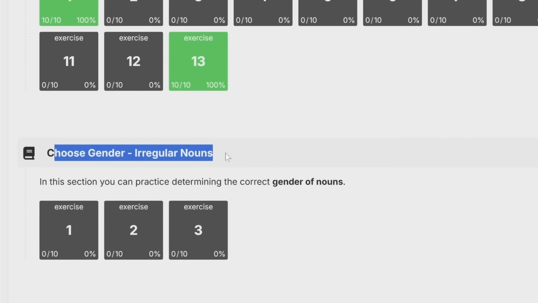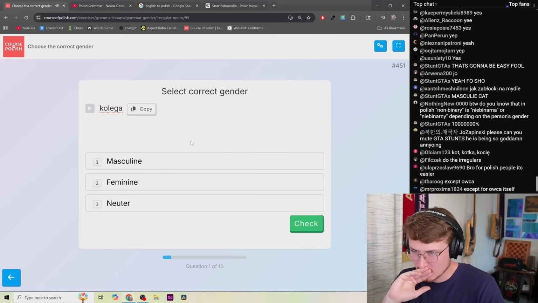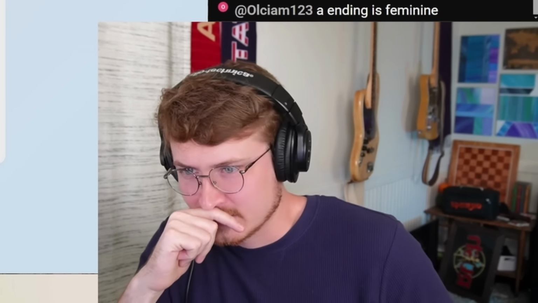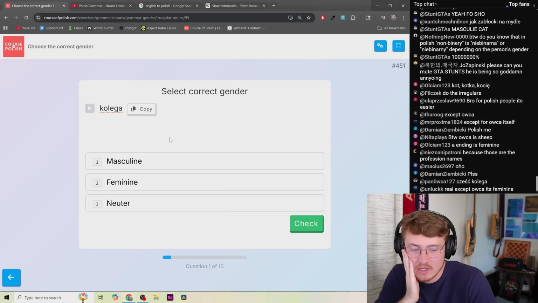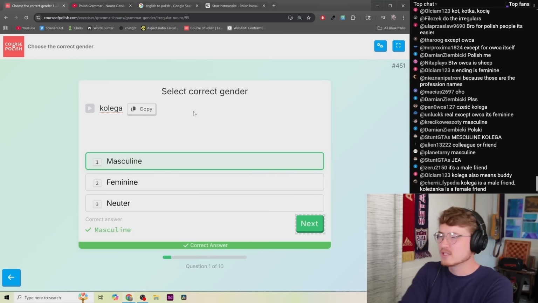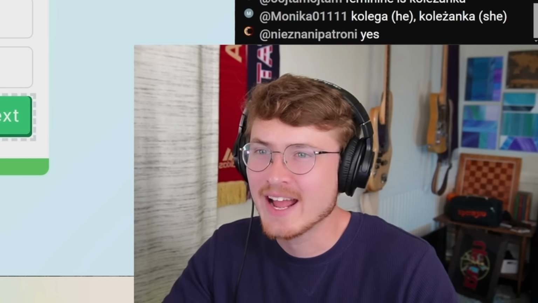Choose gender, irregular nouns. All right, we're turning it up a notch. Let's make it more difficult. Kolega. I don't think it's feminine. This is the irregular section, so I'm going to say masculine. Okay, it is masculine. Kolega also means buddy. Koleżanka is a female friend. So what about just the word friend?